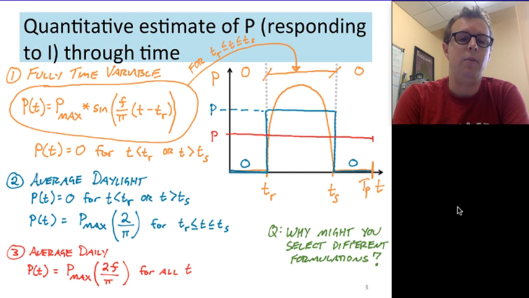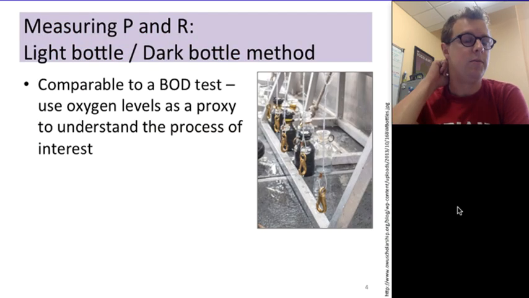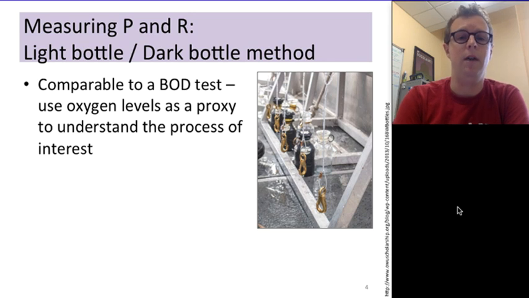Now, we've got some ability to represent photosynthesis, but what we still haven't done is actually figure out how do we calculate the darn thing. Right? In all of these cases, we need to know something about P or P max, and so what I want to talk through next are 3 different ways that we can do this. The first way is called the light bottle, dark bottle method. This is very classically done in stream ecology, aquatic biogeochemistry. It's fairly similar to the way we would do a BOD test. We're going to use oxygen levels inside of bottles as a proxy to understand what's actually happening there.